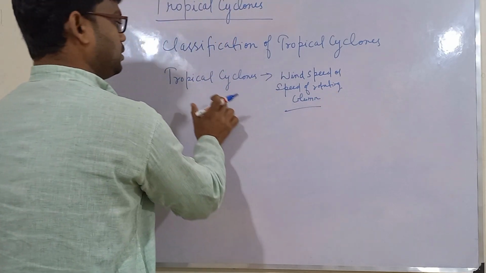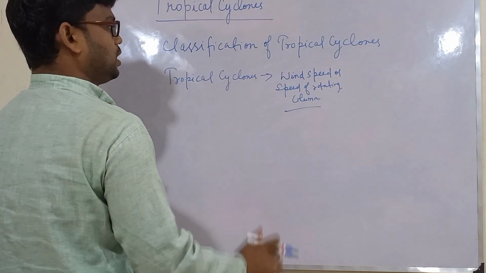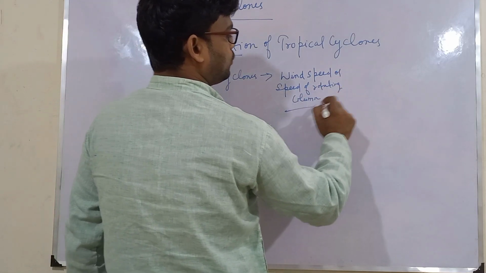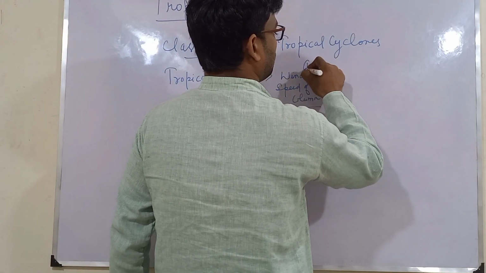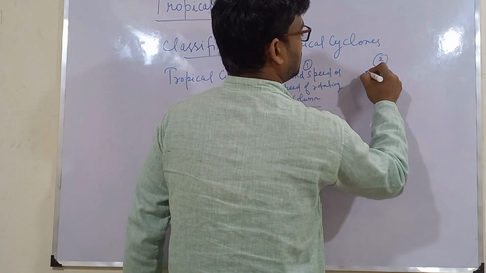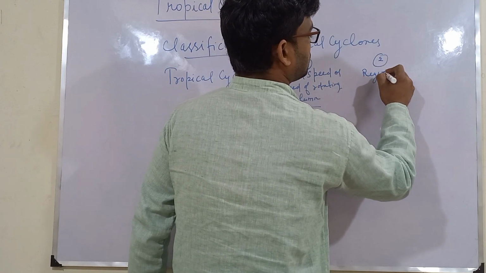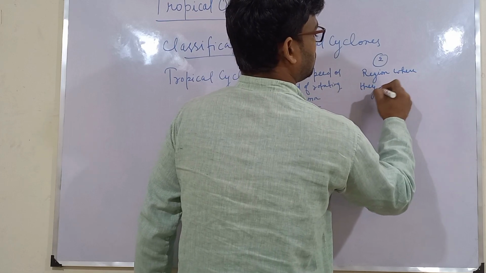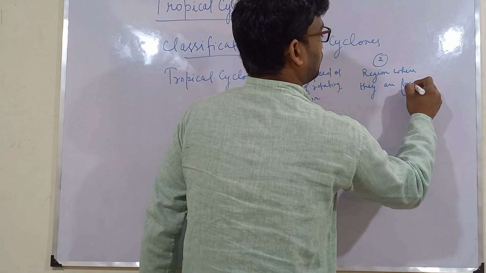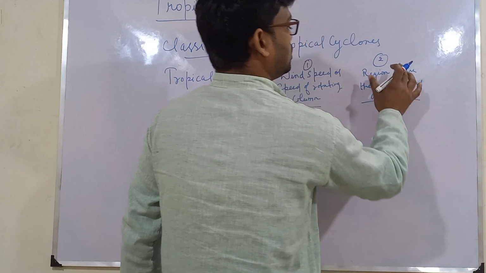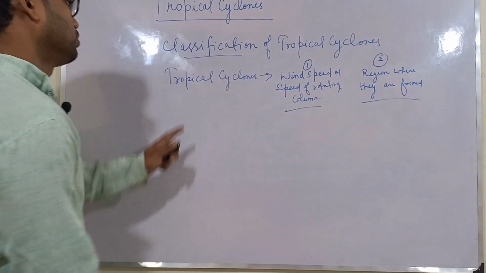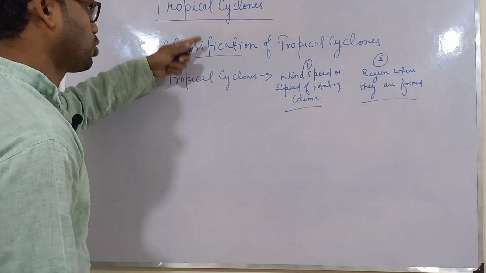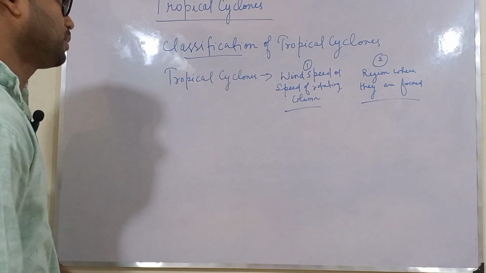To remember this, these tropical cyclones are mainly classified based on two things. First one is speed of rotating column, and the second thing is the region or the place where they are formed. So these are the two things based on which tropical cyclones are classified. We will see one by one.